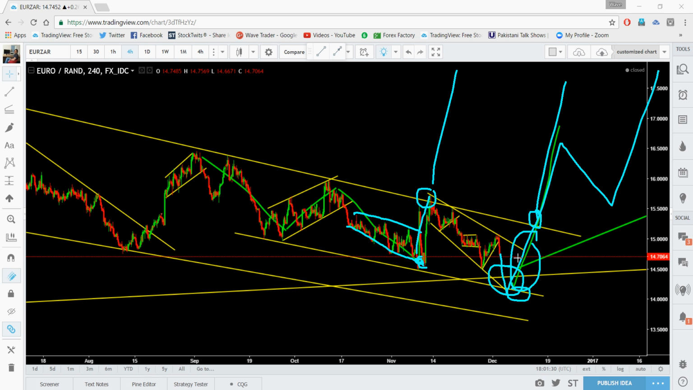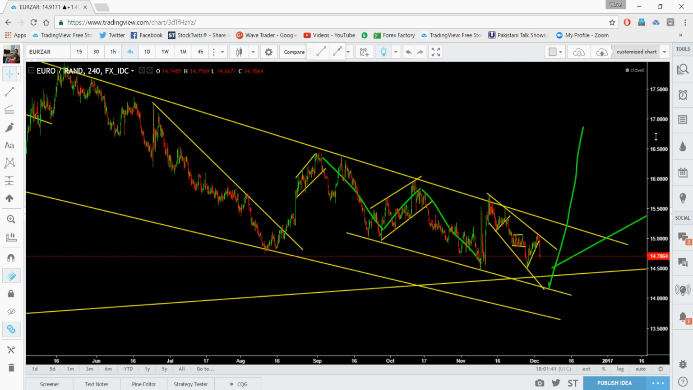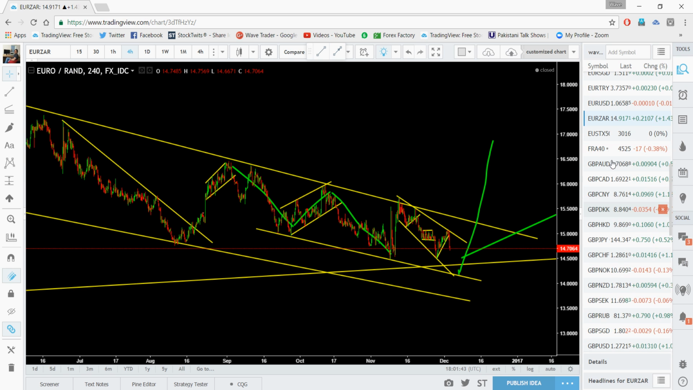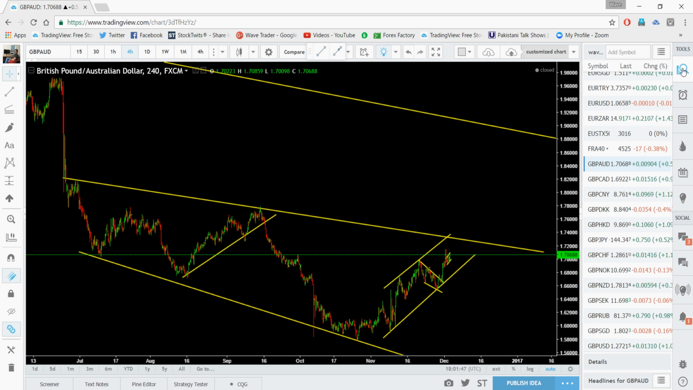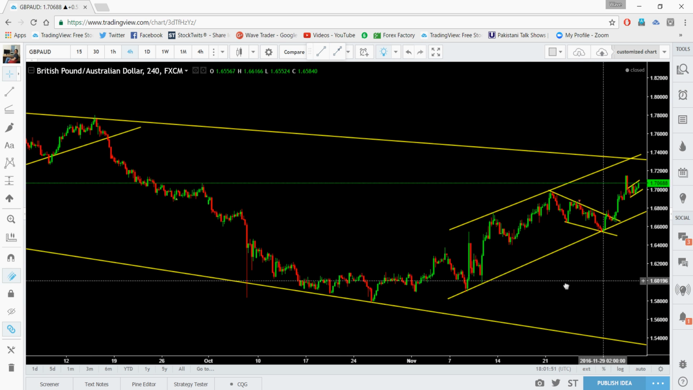Continuation is going to form somewhere here at your trend line. So we're going to look for a buy setup at the bottom. The pound Aussie dollar is forming something like this channel.